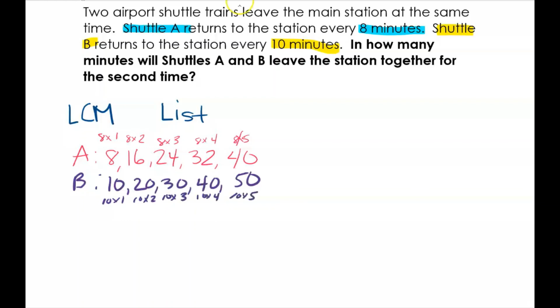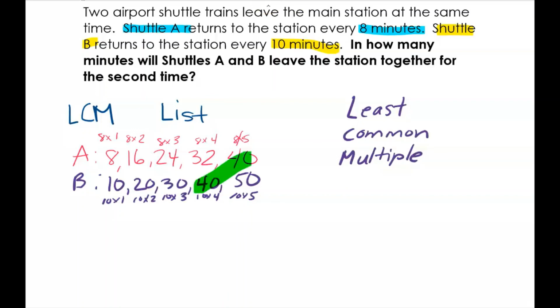All right, now look at these letters, LCM. The L is least. The C is common. That means shared. What multiple do they share? And M is multiple. So what we've done is we've listed out a bunch of their multiples. Now we're looking for the one that they share in common. And if you notice, it's right here. 40 and 40 are the first two numbers that show up that they have in common.